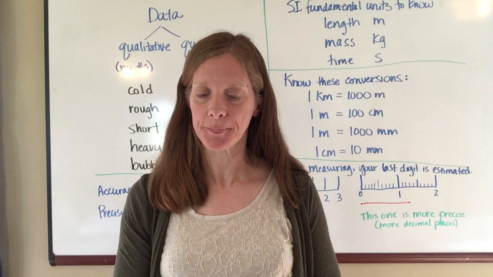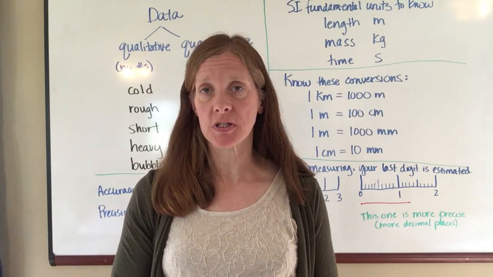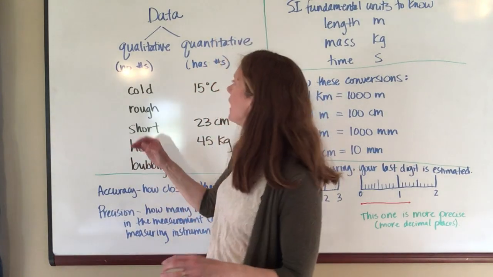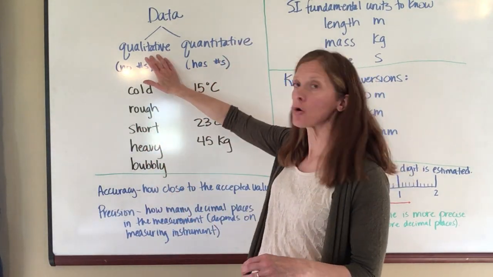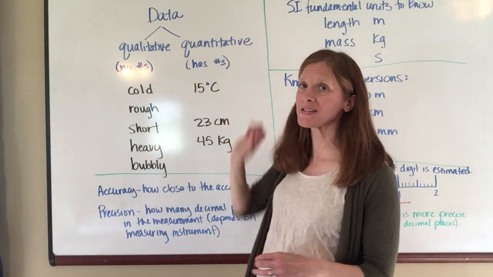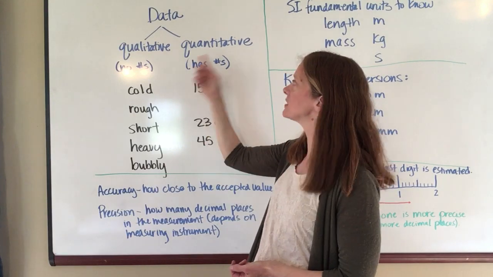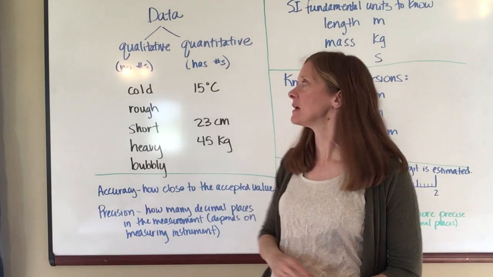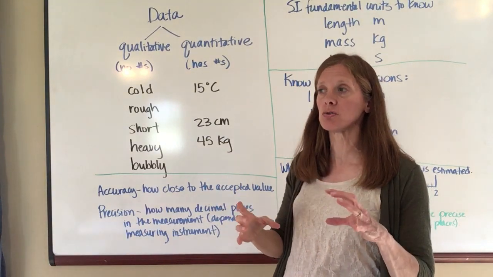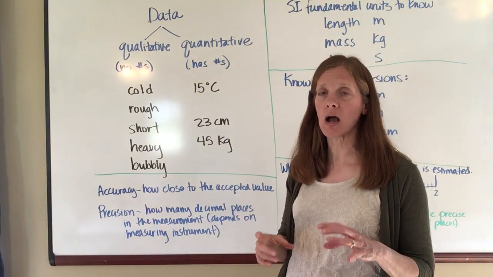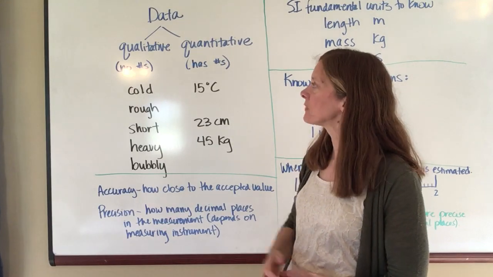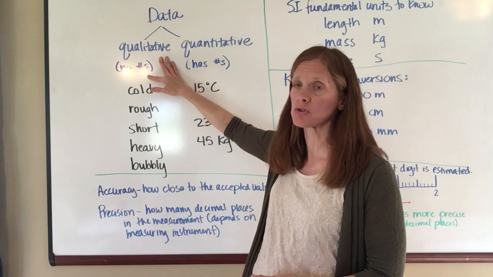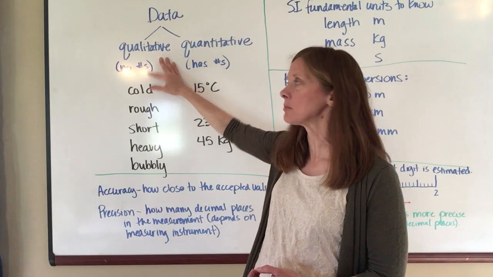We're talking about measurement today, and one of the first things that we need to talk about is the difference between qualitative and quantitative measurements, or qualitative and quantitative data, because there are two different kinds. And it also is going to fall into the classification of what kind of observations you are making. Qualitative data means that you don't have any numbers associated with what you're observing.